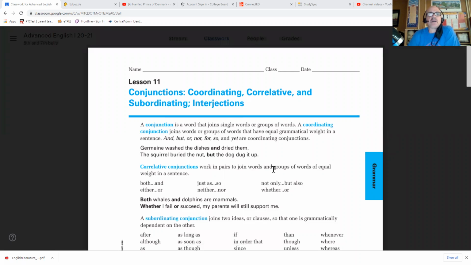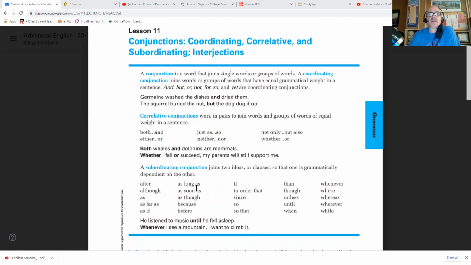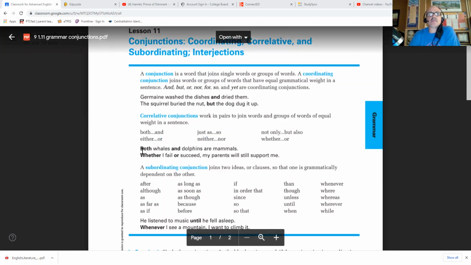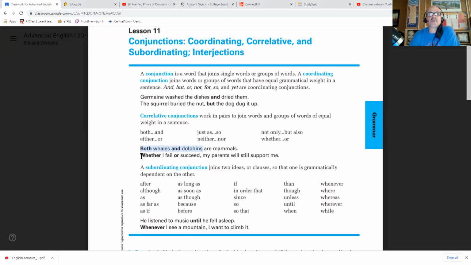Correlative conjunctions work in pairs to join words or groups of words of equal weight in a sentence, okay? They have the ellipses between them because that means there are other words between them. So just because you see the word and, it doesn't mean it's just a coordinating conjunction, because if you see both before it, both this and that, then you have a correlative conjunction that kind of sews those together. So you get both/and, either/or, just as/so, neither/nor, not only/but also, and whether/or, such as these examples here: both whales and dolphins, whether I fail or I succeed.